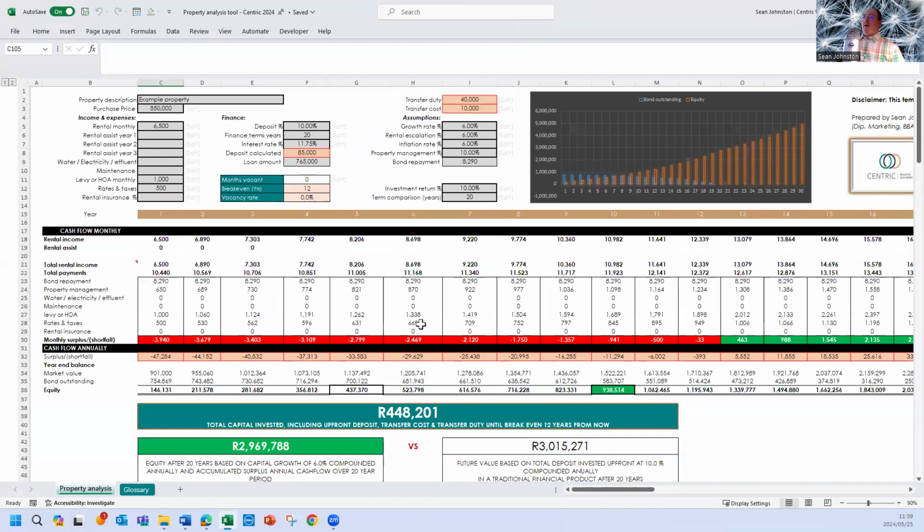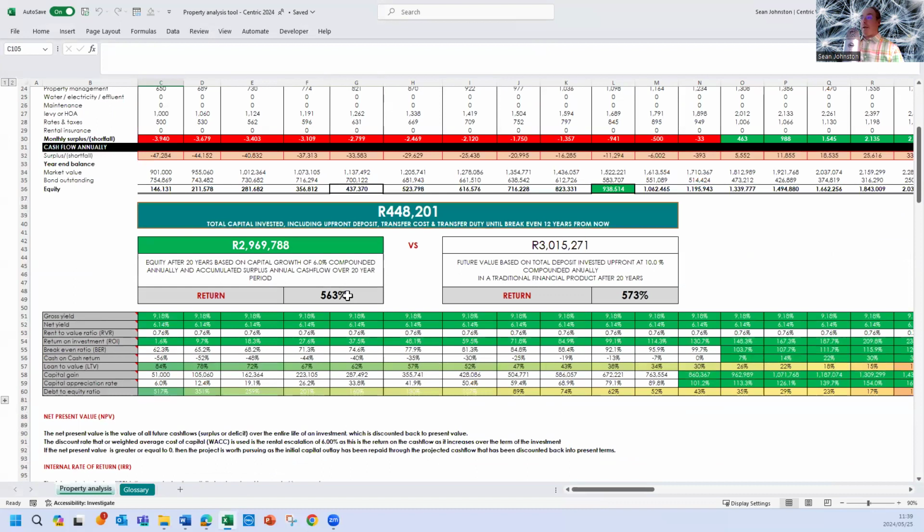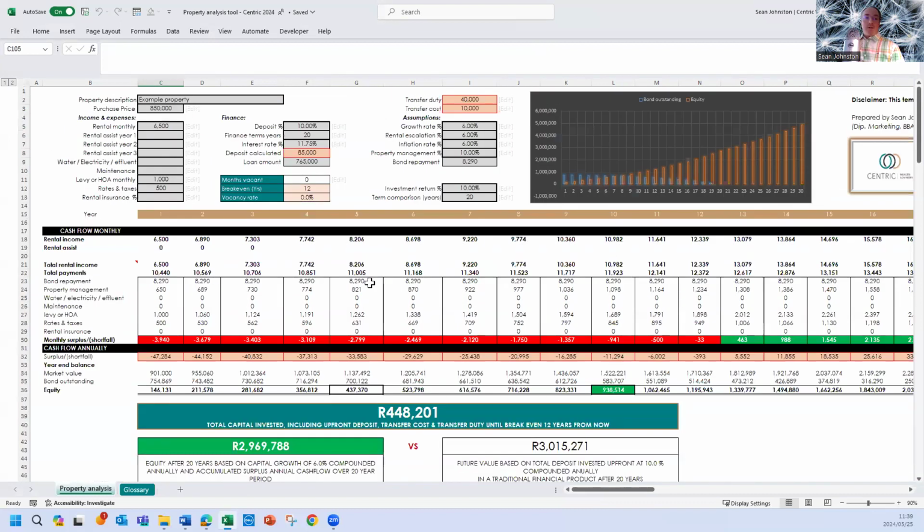But the point is you can factor in quite a few things into this simulation to see if this property is worth investing in. I do think this is a lot more comprehensive than just working out your gross and net yield and working from there.